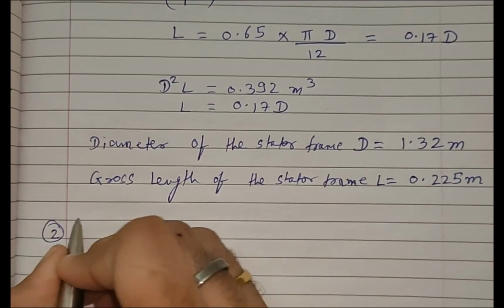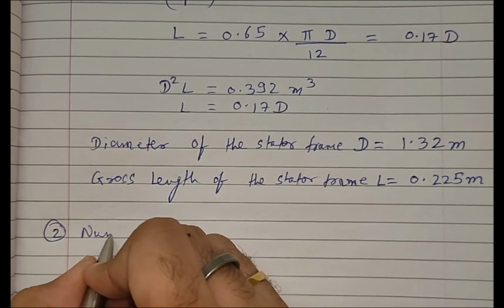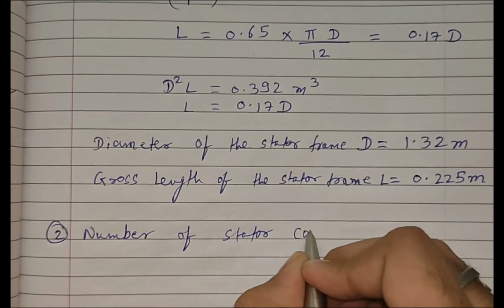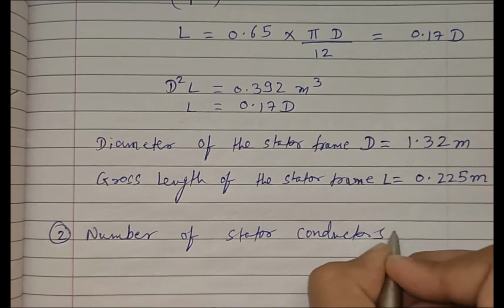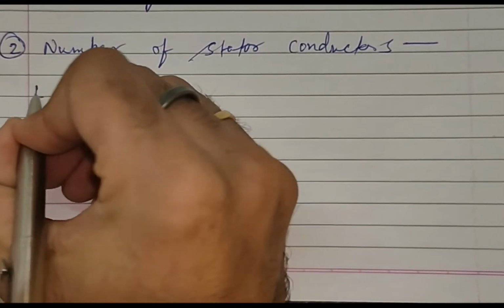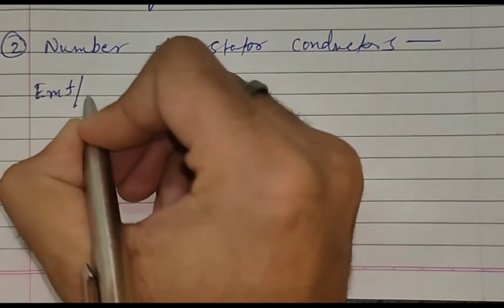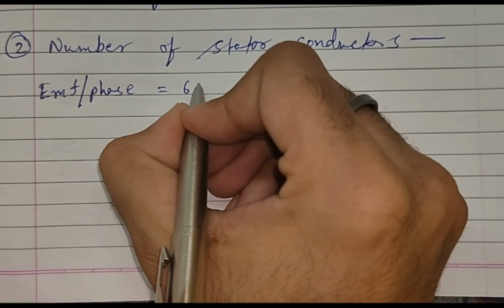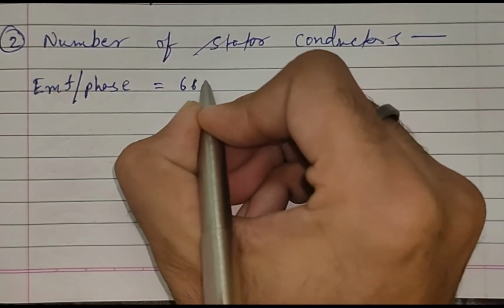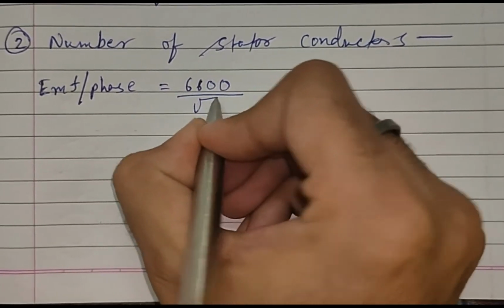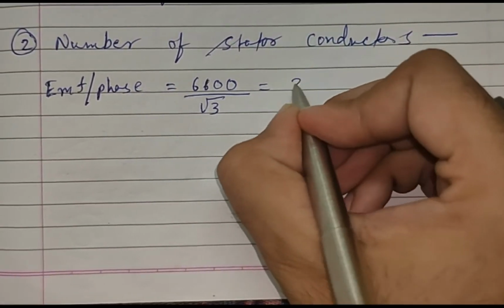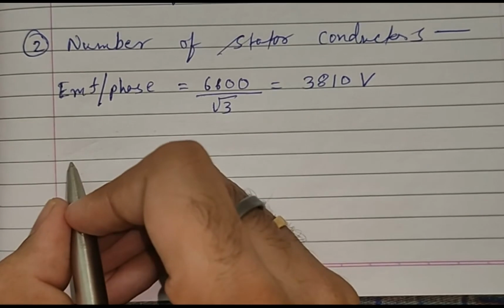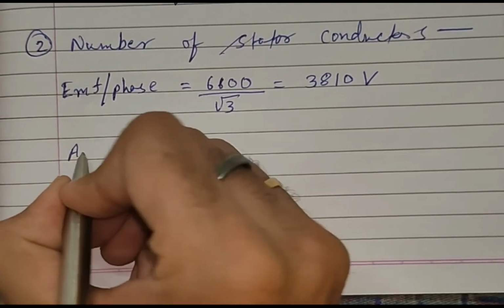Next, we'll move to the number of stator conductors. As we know, the EMF per phase can be calculated by 6600 volts divided by root 3, which is equal to 3810 volts. Now coming to the air gap flux per pole.